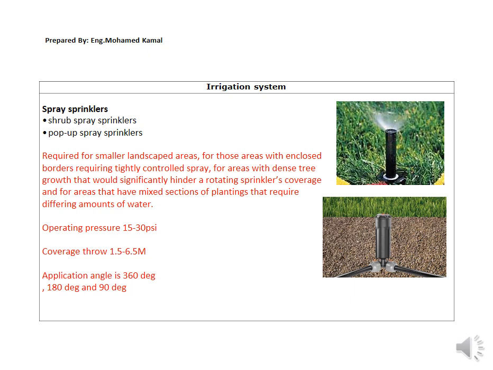The 360-degree angle is commonly used when the sprinkler is located in the middle of the lawn area, while the 180-degree is commonly used when the sprinkler is located along the edge of the lawn area. And the 90-degree is used when the sprinkler is located in a corner of a lawn area.